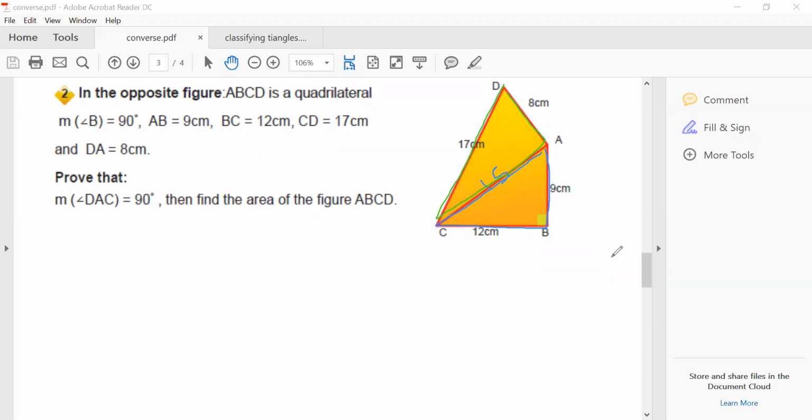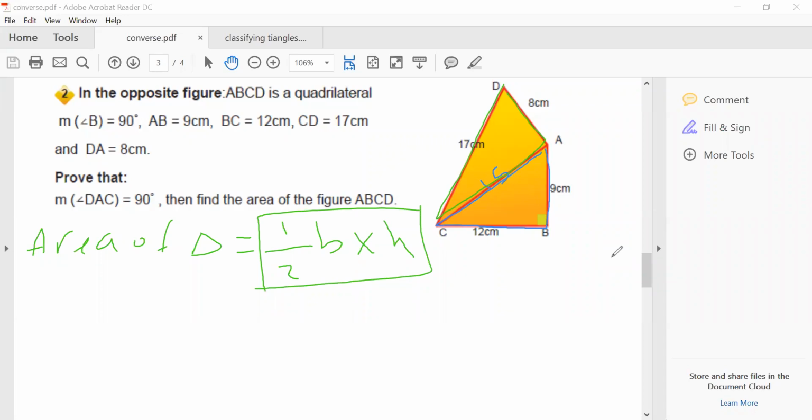Can you remember, Jannah, the area of the triangle? No. Yes. We will write area of triangle ABC. It will be equal to half multiplied by 12 multiplied by 9. Yes, excellent. So the rule is what? Area of triangle equals half base times height. This is the rule for getting the area of any triangle.